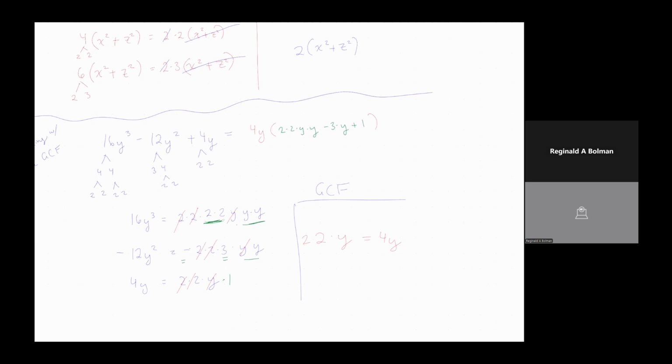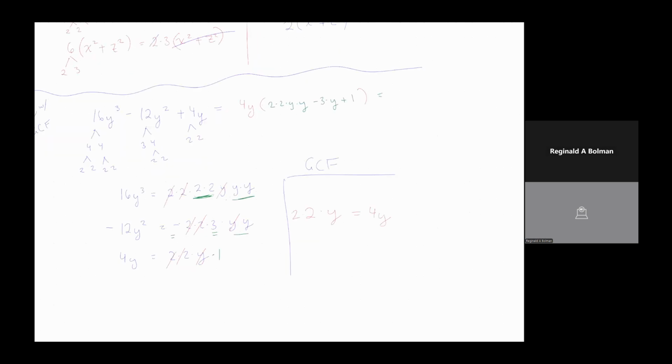We're writing that out in front. So we've got 4y written out in front, and then the terms inside of the parentheses are what is left over from this division, quote unquote, process that we're doing. And we find that, as it turns out, 16y cubed minus 12y squared plus 4y can be rewritten as 4y, and inside of a sequence of parentheses, you'll have 4y squared minus 3y plus 1. That's great. This would be your answer for factoring the expression.